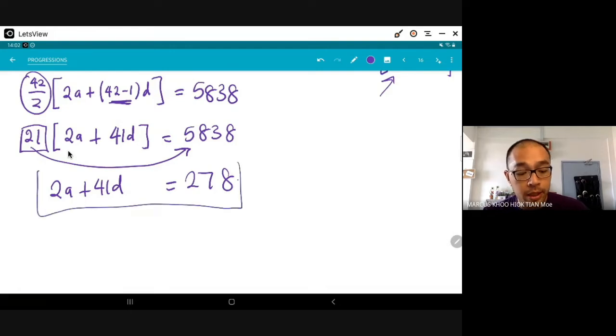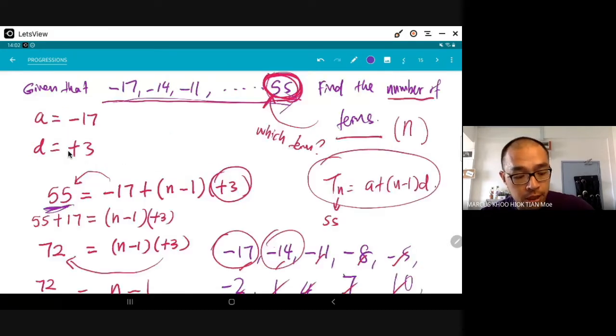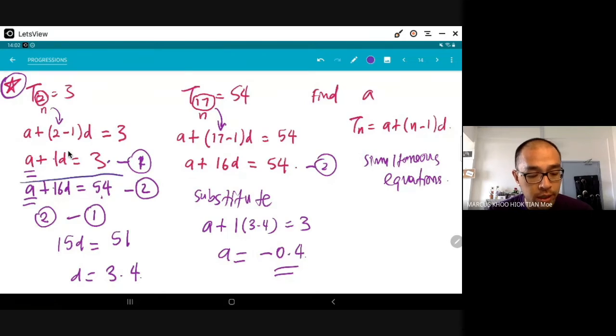Let's leave it here first. This is the first equation. Just now when we did simultaneous equations, we got only this, so you kind of know that this is a simultaneous equations question.